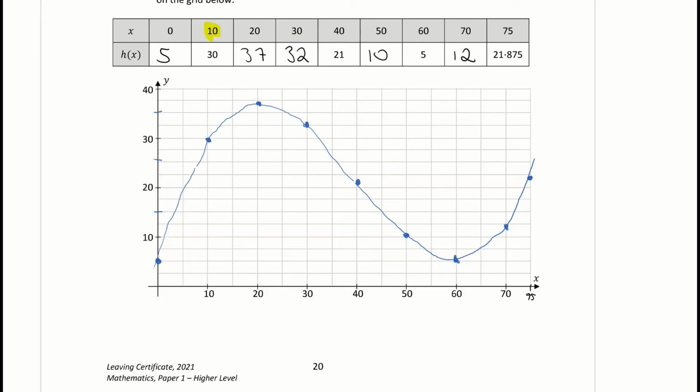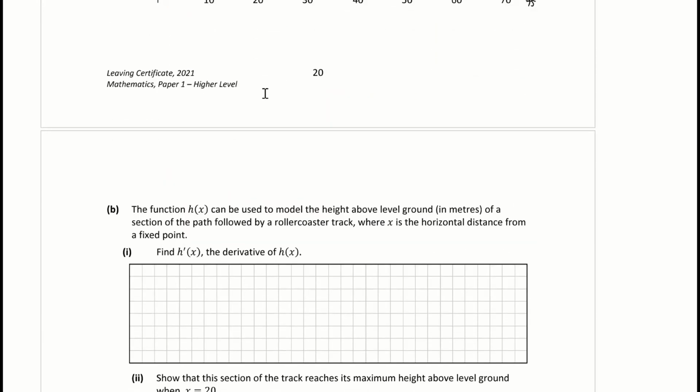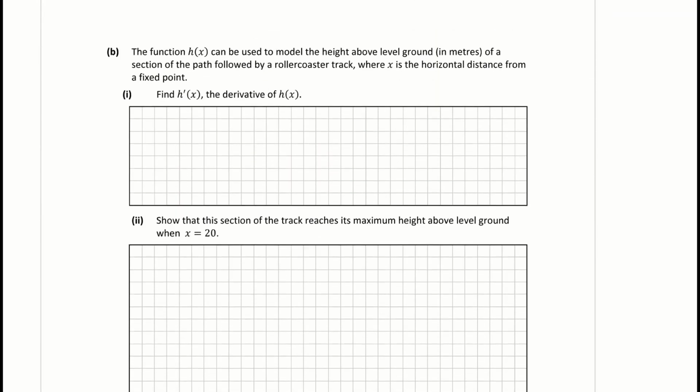Okay, looking now at part B. So that's A done. B part 1 is telling us the function h of x can be used to model the height above level ground in metres of a section of the path followed by a roller coaster track, where x is the horizontal distance from a fixed point. Find h dash of x, so that's our derivative of h. So basically all we're doing is differentiating the function here. So I'm multiplying my power, 3, by 0.01. Well, actually, let's just write down our original function here first of all.